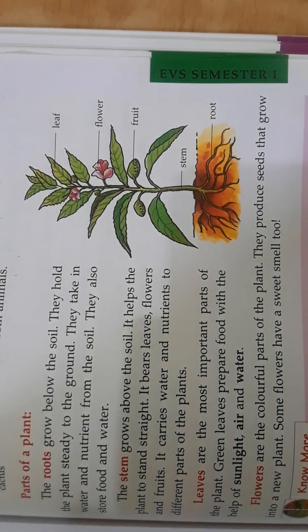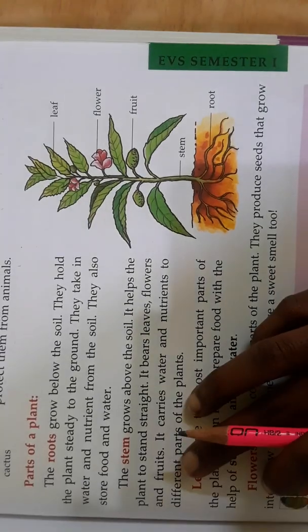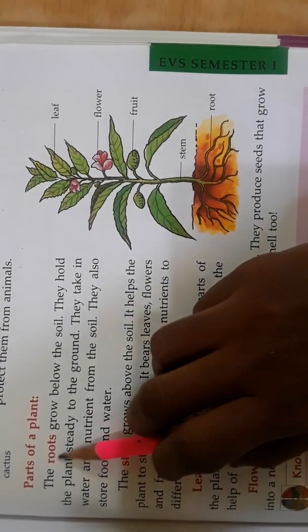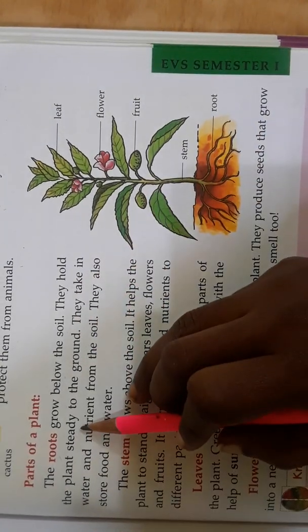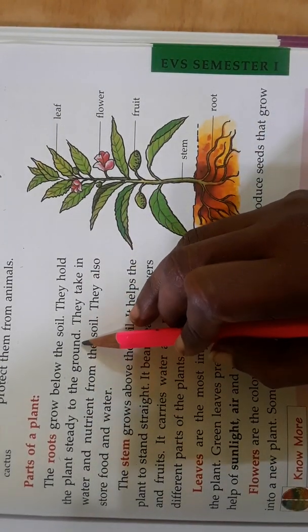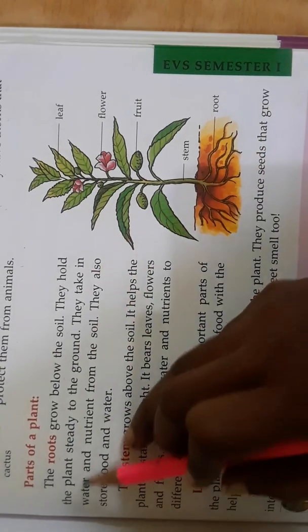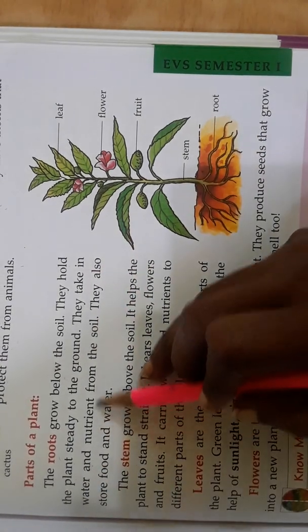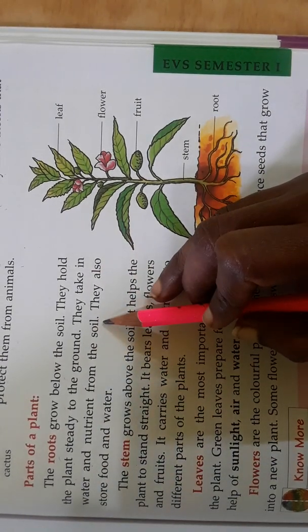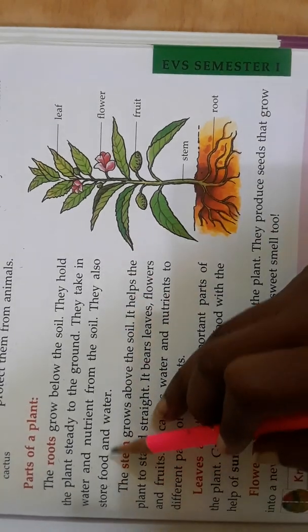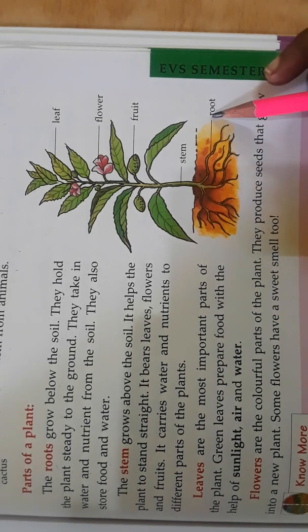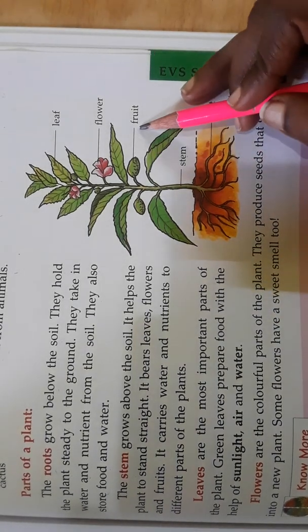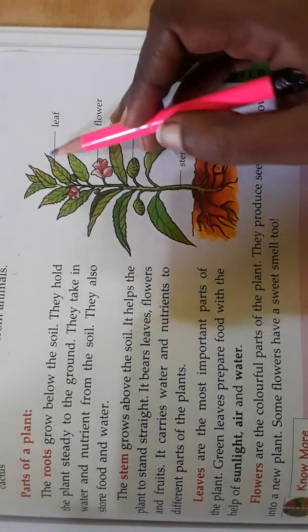Okay children, the root grows below the soil. They hold the plant steadily to the ground. They take in water and nutrients from the soil. They also store food and water. See children, this is root, stem, fruit, flower, leaf.